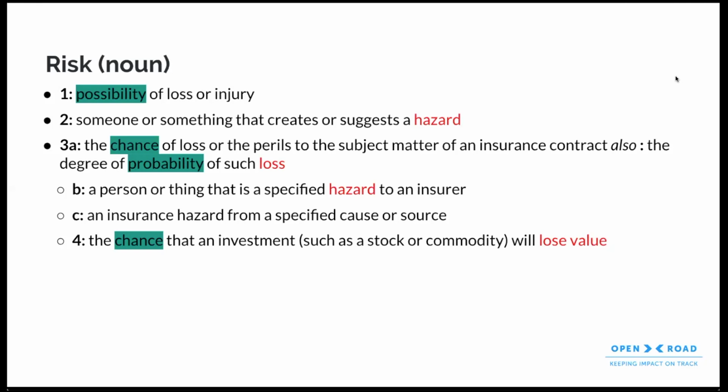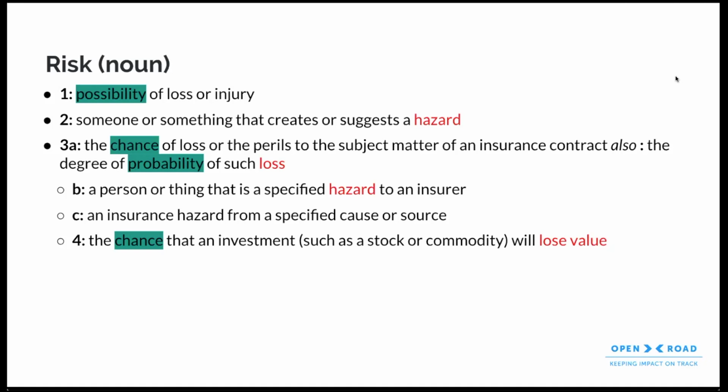This is from Merriam-Webster Dictionary. What is risk? How is it defined? And what I want to draw your attention to is that risk is at its core the interplay of two elements. That first element, which is highlighted in green here, is about probability or likelihood. Right, so you've got possibility, chance, probability, chance.